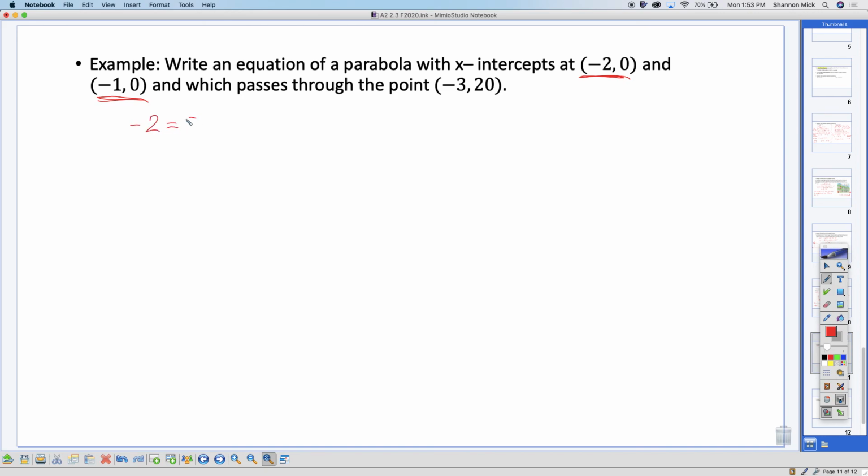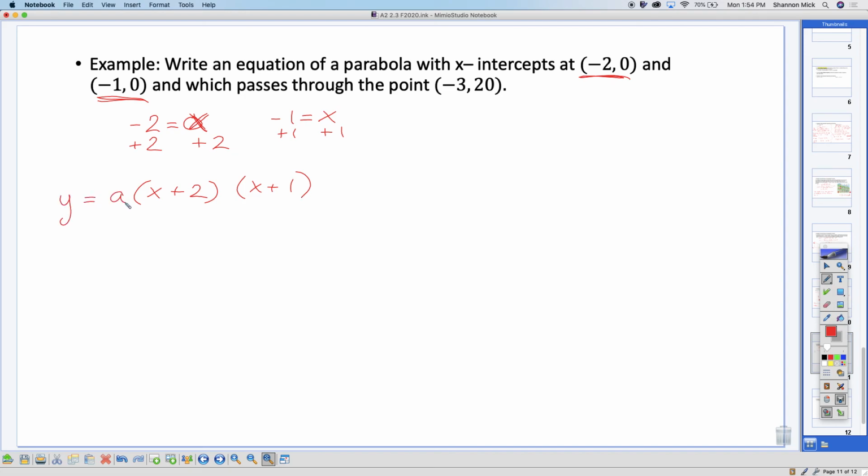-2 equaled x, yes? I need to make it a factor, so I need to add 2. So I get x plus 2. And it was -1 equals x. So I need to add 1. So I get x plus 1. I'm just going back up the problem.